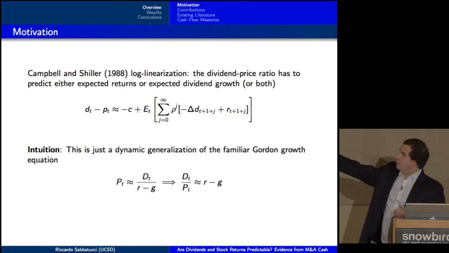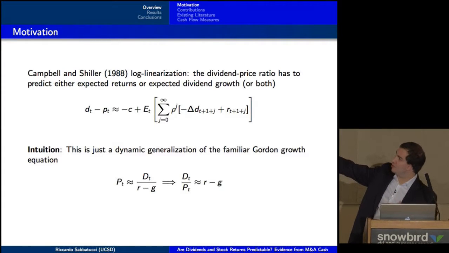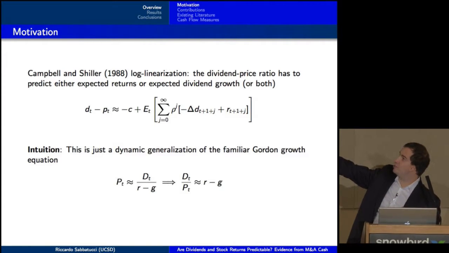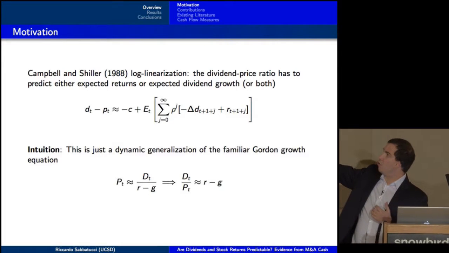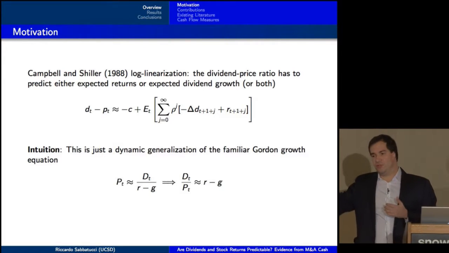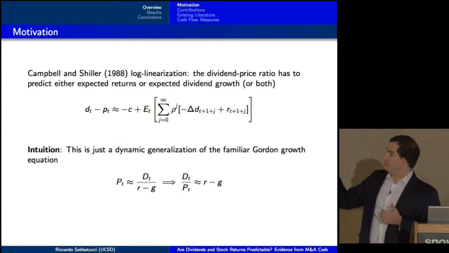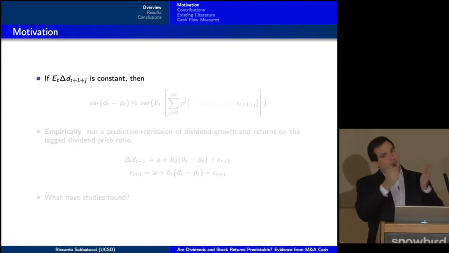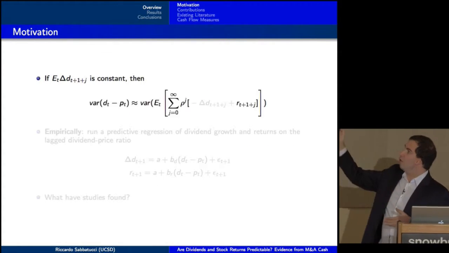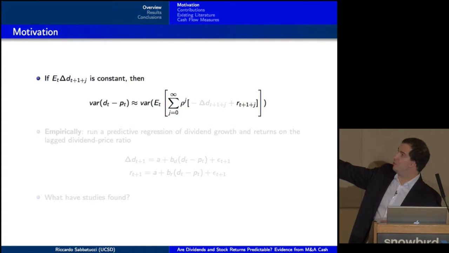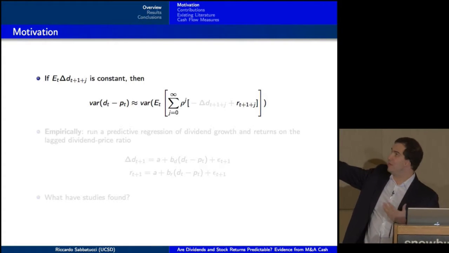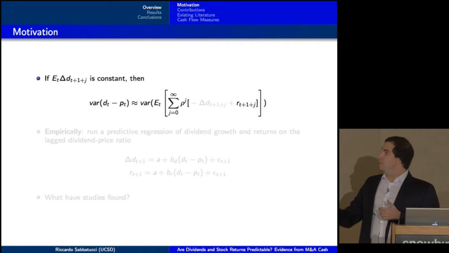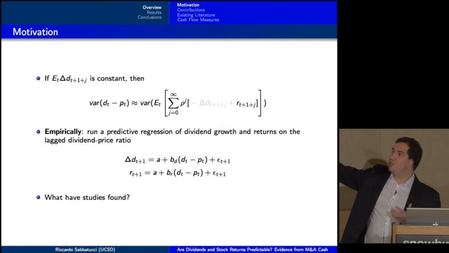Therefore, from this identity, we see that the variation has to come either from changes in expected returns or from changes in future dividends. If the expected dividend growth is constant, though, all the variation we observe in the dividend price ratio only comes from changes in discount rates and risk, and none of the variation comes from changes in cash flows.